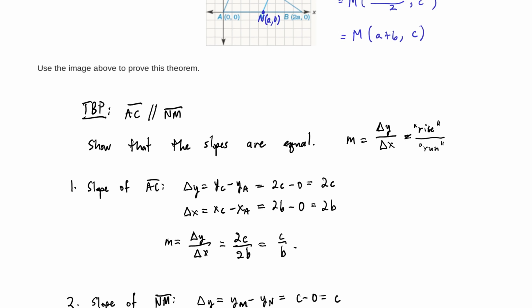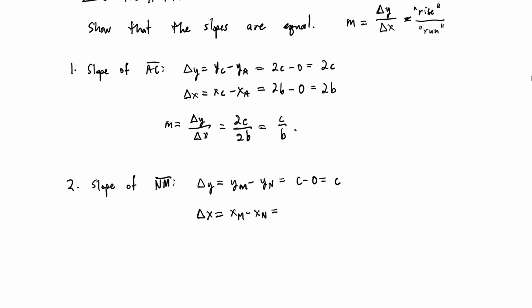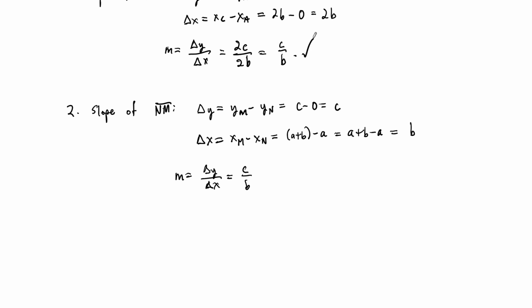So now we go back up. The x-coordinate of M is a plus b. The x-coordinate of N is a. So this one's going to be a plus b minus a. But then, of course, this just means a plus b minus a by associative property. A minus a is 0, so this is just b. All right, and so for this one, we get that our slope is delta y over delta x. It's going to just be c over b. And look what we've shown. So these are the same.